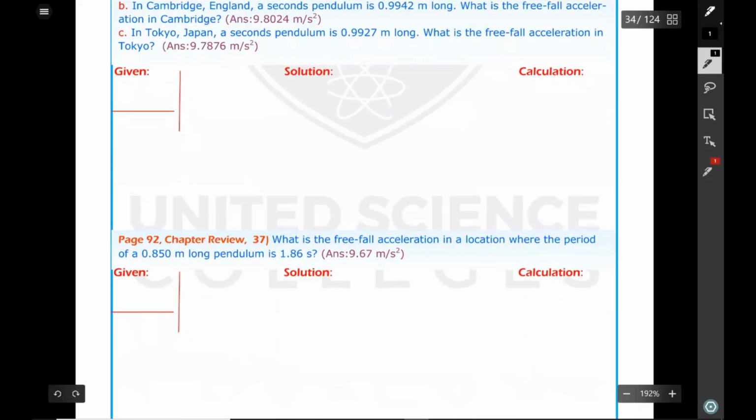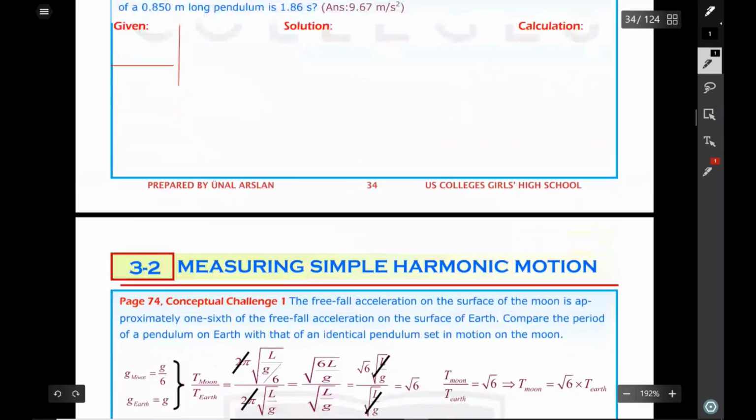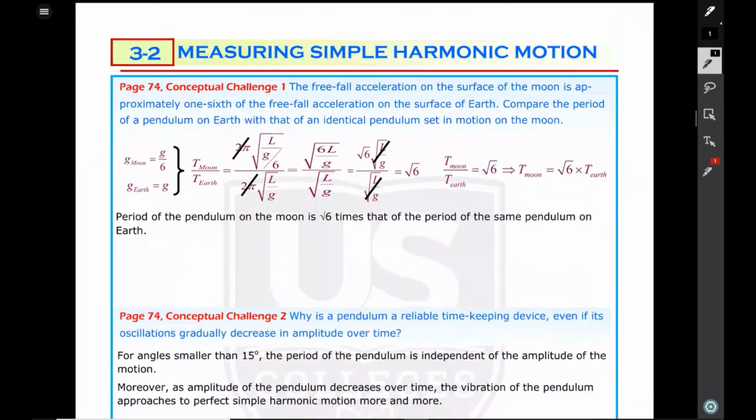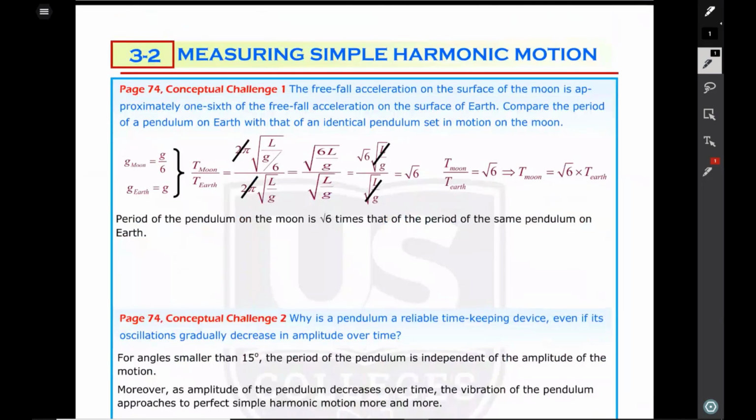Others are easy. You are going to calculate the free fall acceleration by using the equation. That's why I will skip this one. But one conceptual question in here, better to know that because it's also a ministry exam question. This conceptual one: the free fall acceleration on the surface of the moon is approximately 1/6 of the free fall acceleration on the surface of Earth.